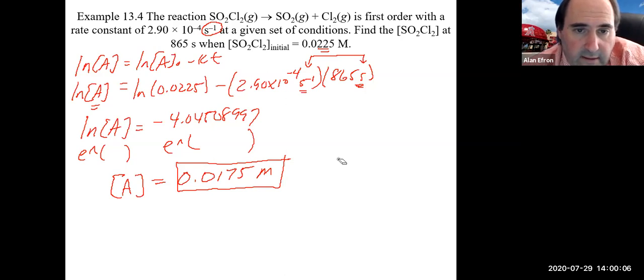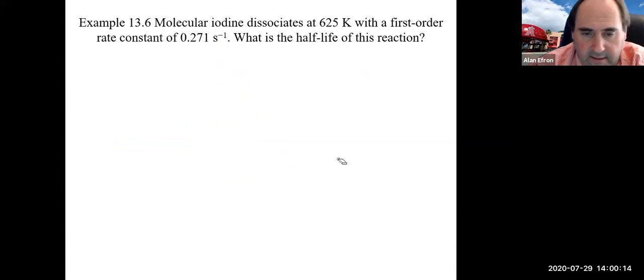Okay. All right, so why don't you do the next one and see what you come up with. So we're looking for what is the half-life of this equation.